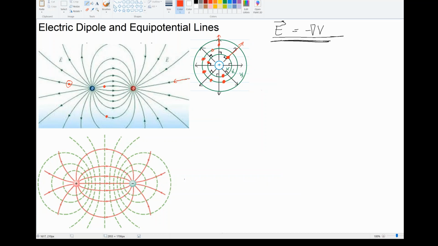And I'm going to ask the question eventually, which is the higher potential, V1, V2, or V3? So maybe you want to think about that as we go through this.